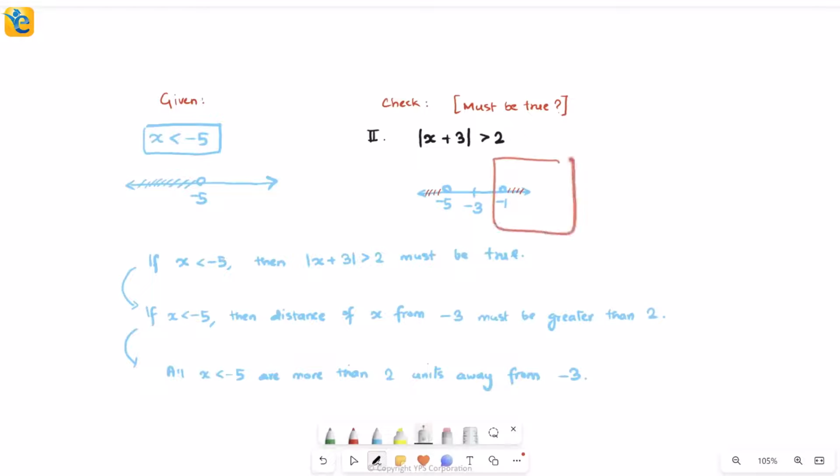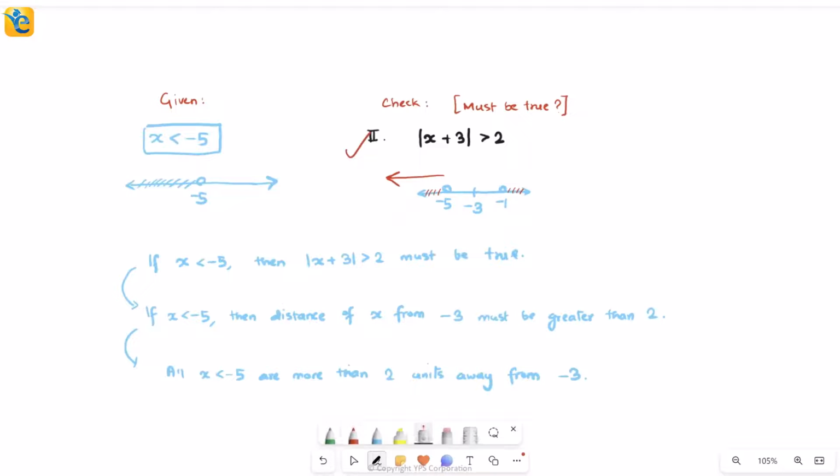I don't care about where all this is true. All I care about is that if x is less than -5, which is if it is here in this left region, then is it definitely more than 2 units away from -3? And this is definitely true. So this statement must be true.